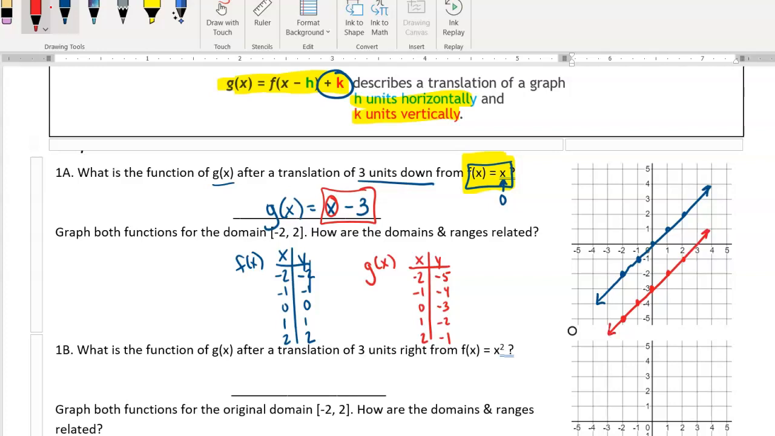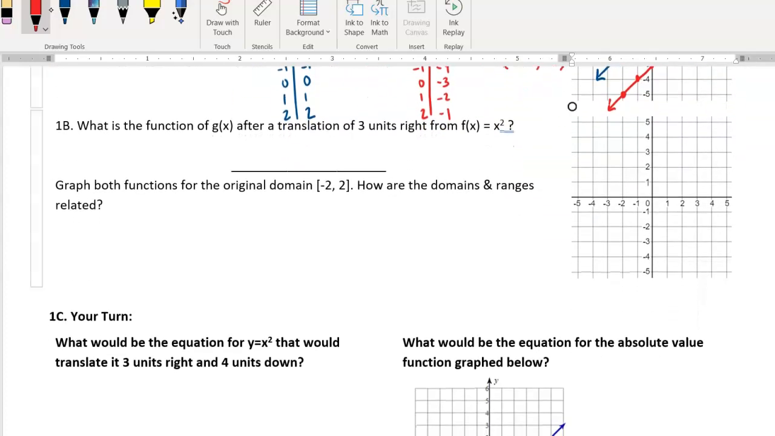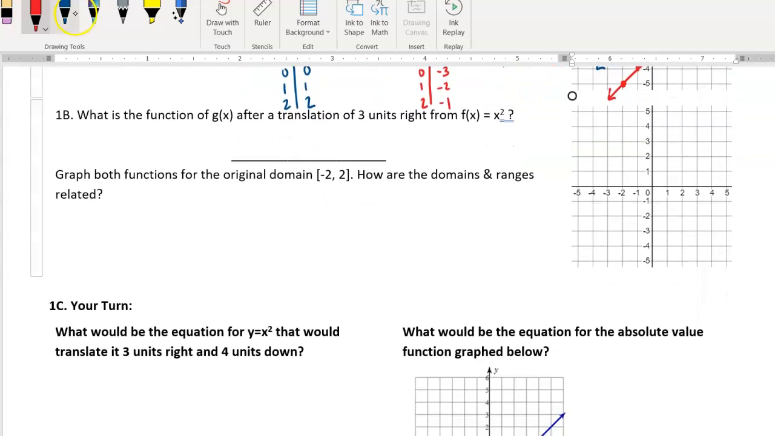So the domain and range of these are the same. The domain for both of these, if we were to squish it onto the x-axis, we'd end up getting -infinity to infinity. Our range for both of these, if we squish these onto the y-axis, would also be from -infinity to infinity. But you can see that this red graph has been moved down. Each of those coordinates has been moved down 3 units, which is what we wanted to accomplish. Let's look at this next example.